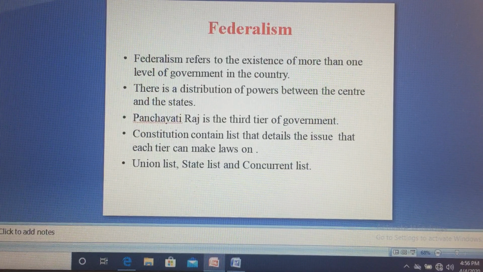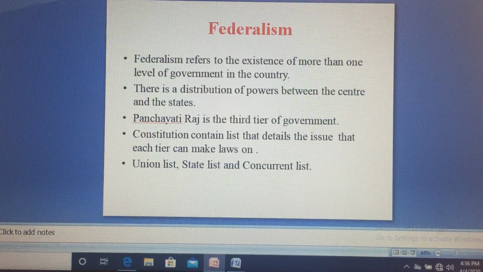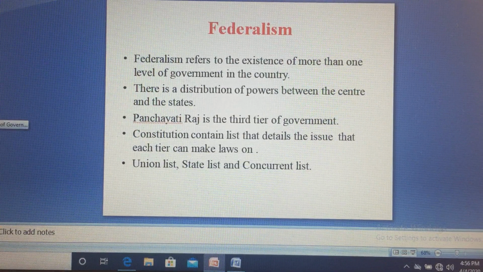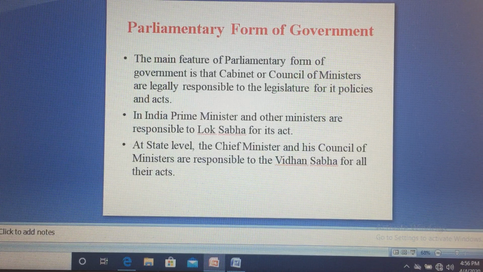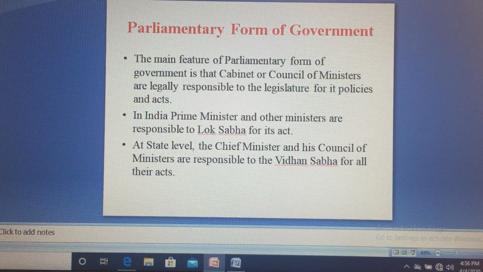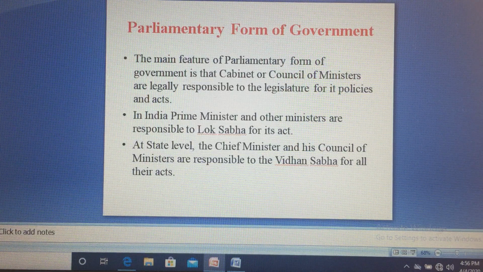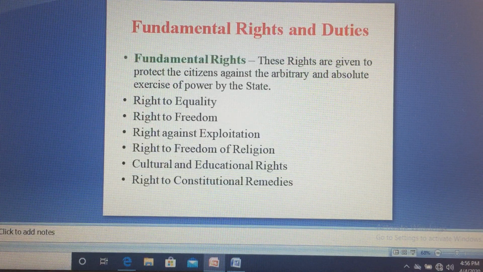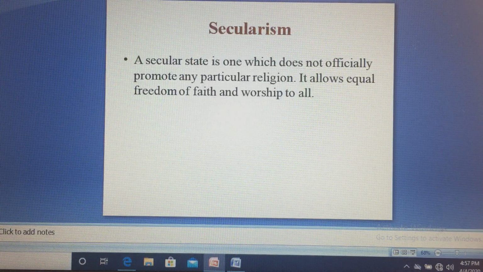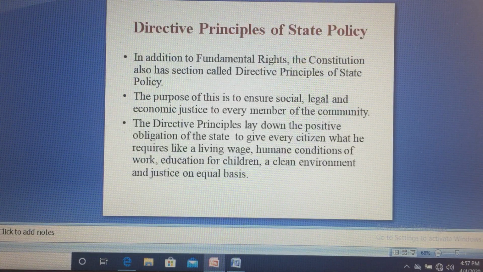So children, that's all for today's lecture. Tomorrow's lecture will discuss the remaining key features of our Constitution: the parliamentary form of government, fundamental rights and duties, and then secularism. So we'll be discussing all remaining 4 principles in tomorrow's lecture.